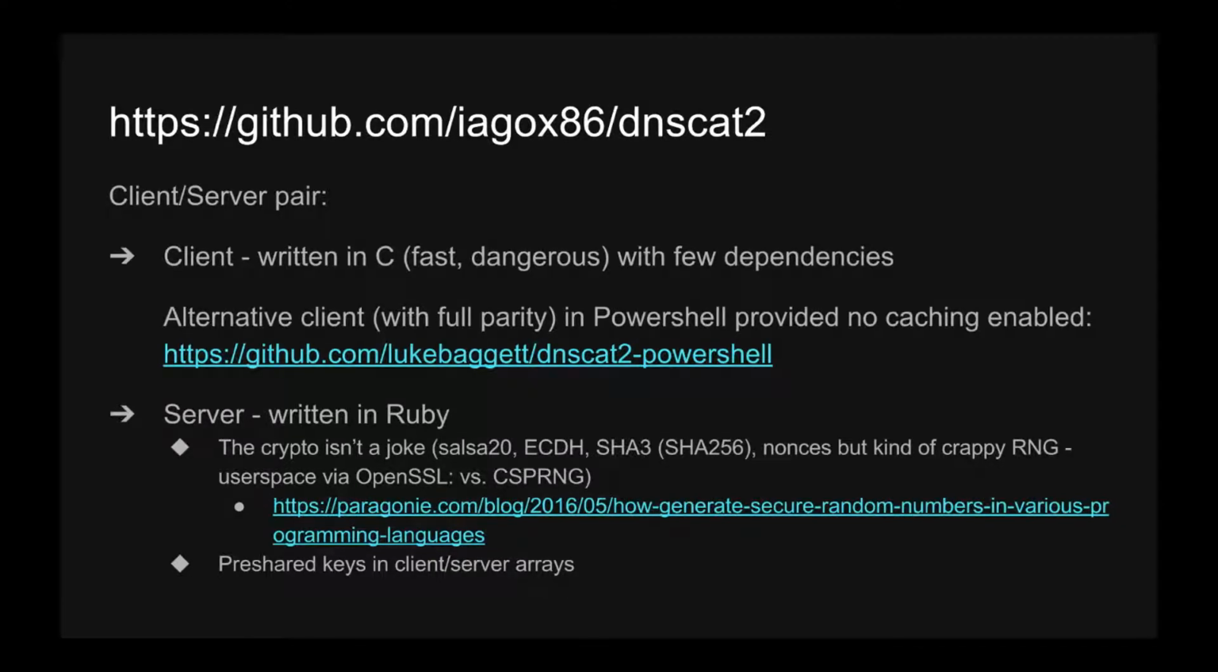Ruby's binding to OpenSSL is in user space, not kernel mode, so it's not a cryptographically secure pseudo-random number generator because it doesn't get entropy from /dev/urandom. Anyways, if you want to know more about that, you can go check out different languages and where to find randomness. So it's still pretty darn good. Like, you're not going to crack this. It just needs better randomness.